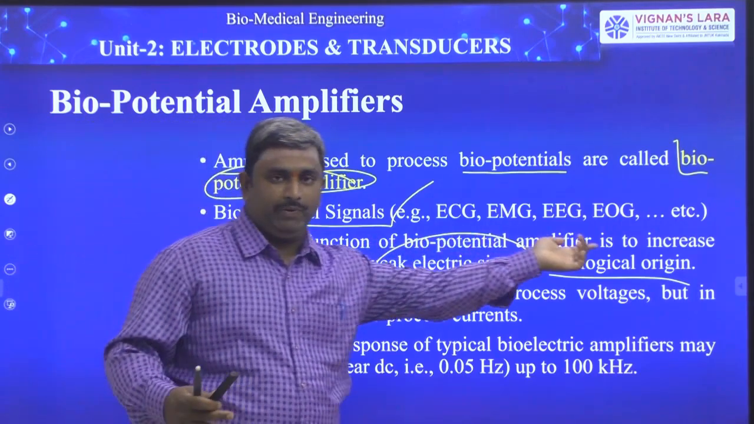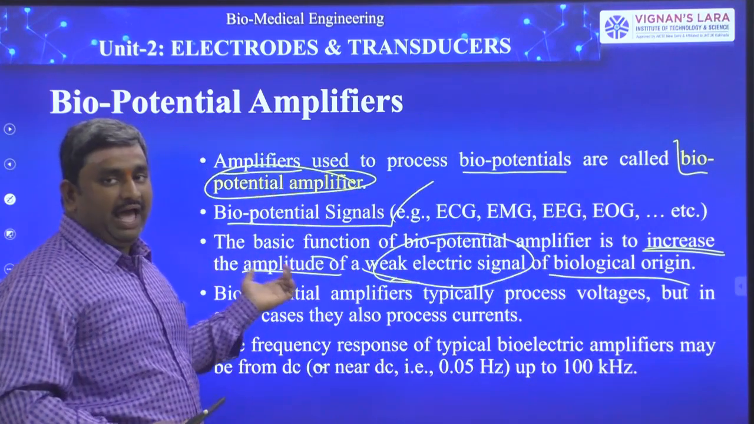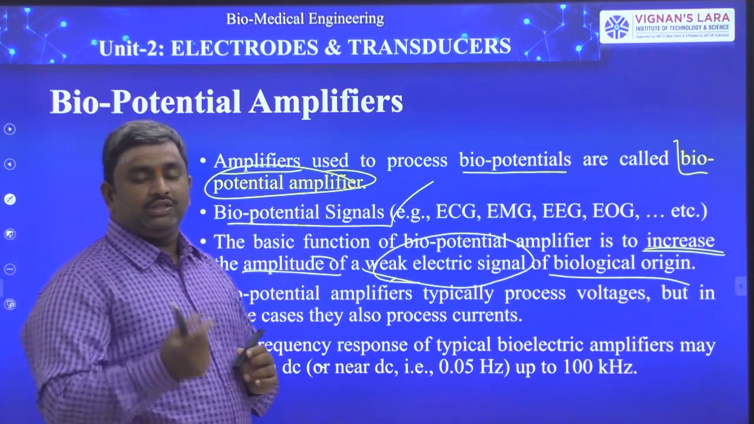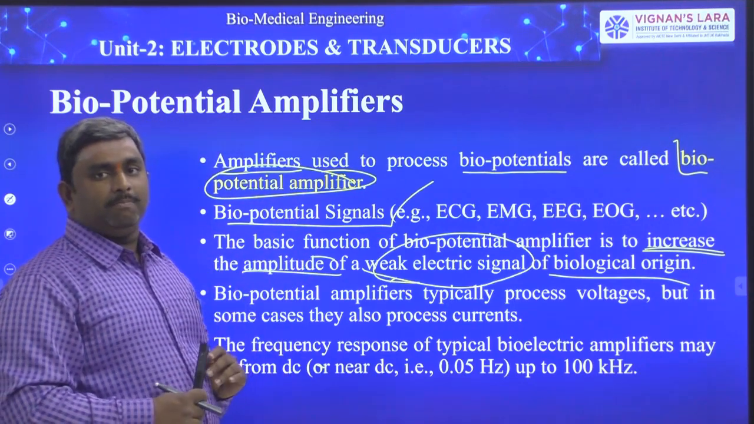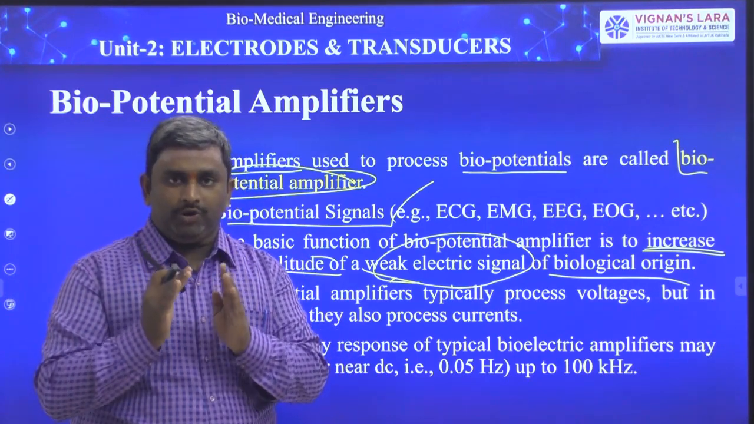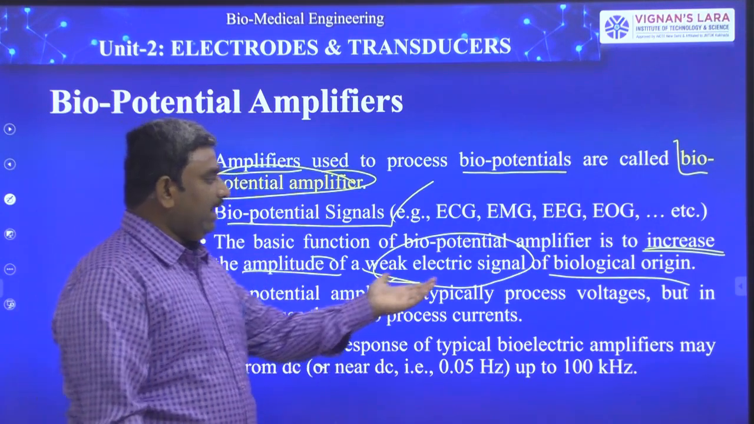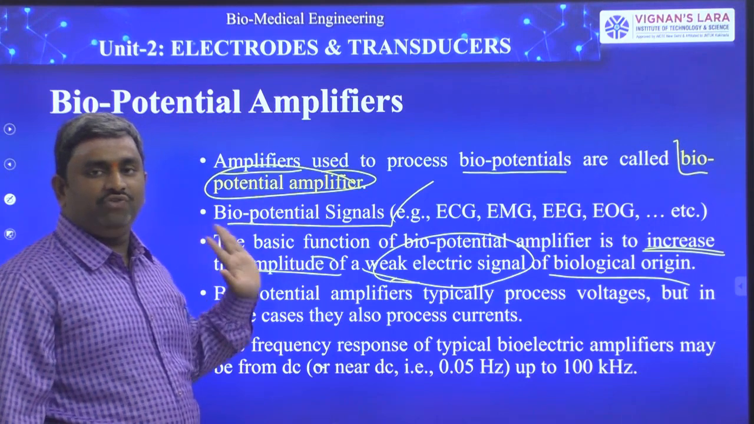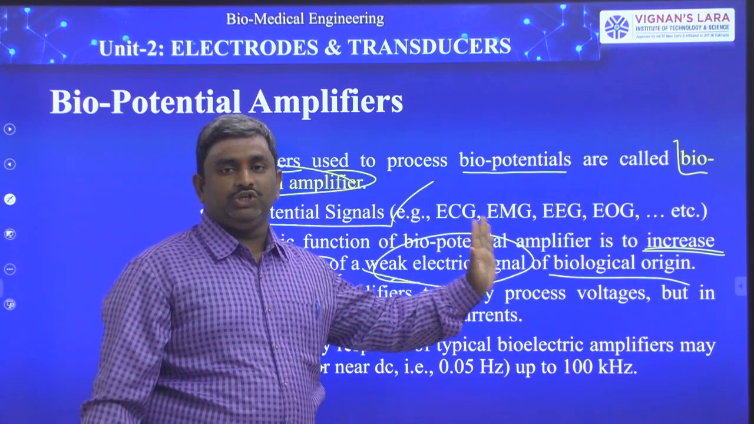So the basic function of the biopotential amplifier is to increase, or enhance, the amplitude of the weak bioelectrical signals. We are increasing the amplitude of the weakest bioelectrical signals. That is the main purpose of the biopotential amplifier. What exactly will the biopotential amplifier do? Tell me again. The biopotential amplifier increases the amplitude of the weak electrical signals from our human body. Is it clear? So this is the main purpose of the biopotential amplifier.